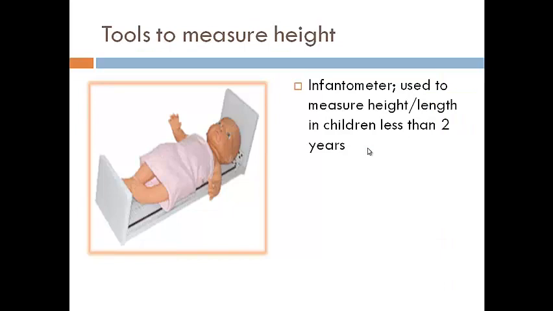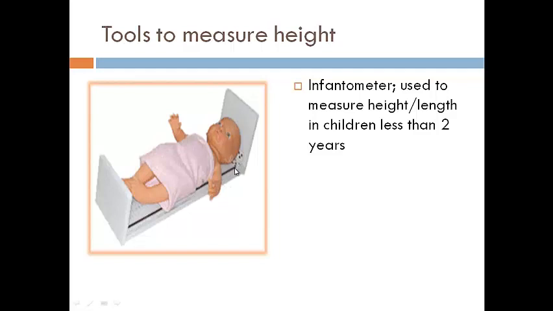Now, depending on the age, we have certain tools that are used to measure each parameter. With height or length, it depends on the age. Usually children that are less than 2 years, it's very difficult to get them to either stand up or keep them in one place. So what we do is we use something called an infantometer. And the infantometer has two boards, one that we stabilize on the head, and then the other one that we put next to the feet.